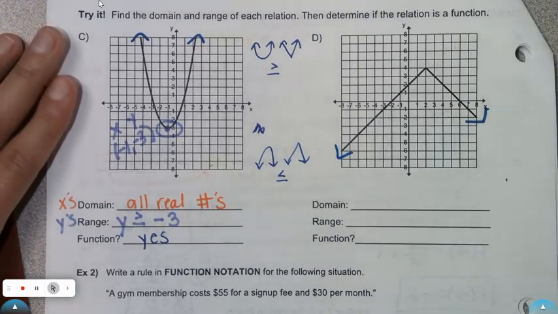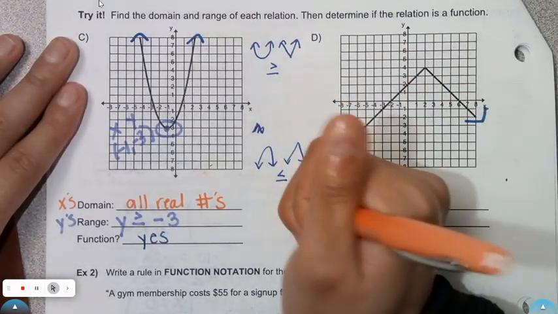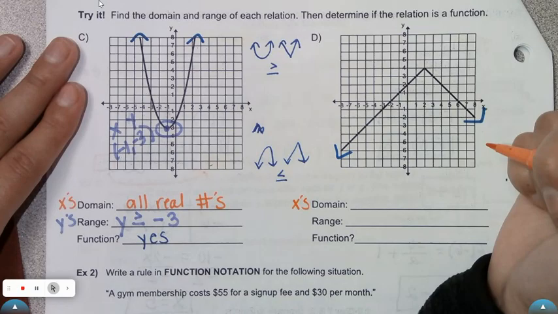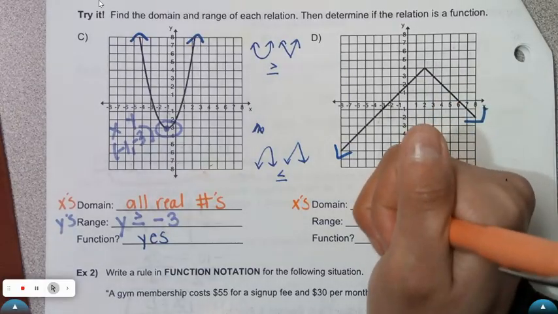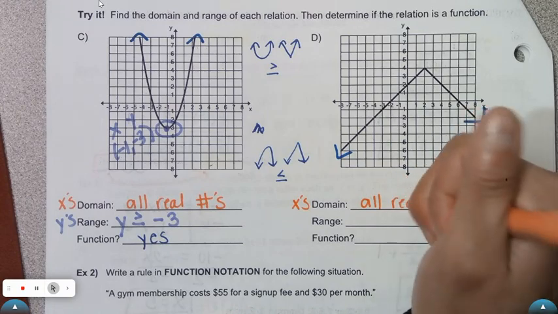All right, let's talk about letter D. Domain is my x's. This goes to the left forever. This goes to the right forever. So this is all real numbers.